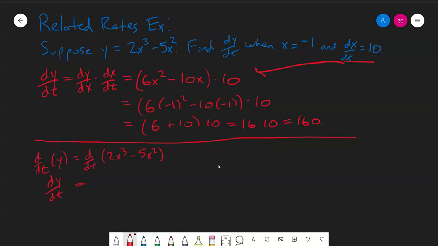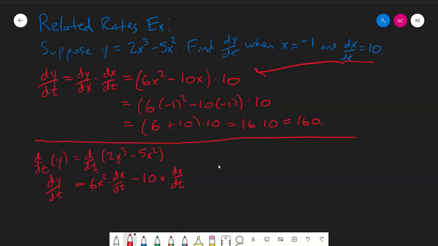And then on the right side, you can do these two terms separately. The derivative of 2x cubed with respect to x would be 6x squared. But because there's a mismatch of the variables here, I should multiply that by dx/dt. And then same kind of thing here. The derivative of 5x squared becomes 10x times dx/dt. This is really the same thing as what we did up here. The only difference is that in the first case, the dx/dt was factored to the outside, whereas down here it's in each individual term. But of course that doesn't matter.